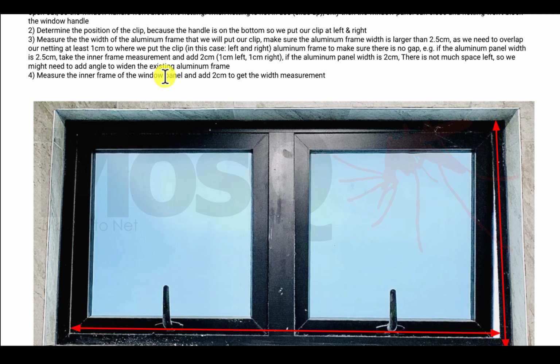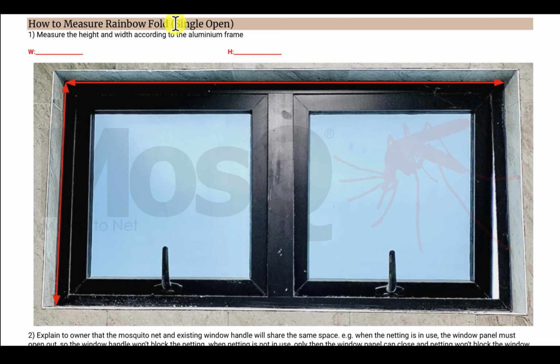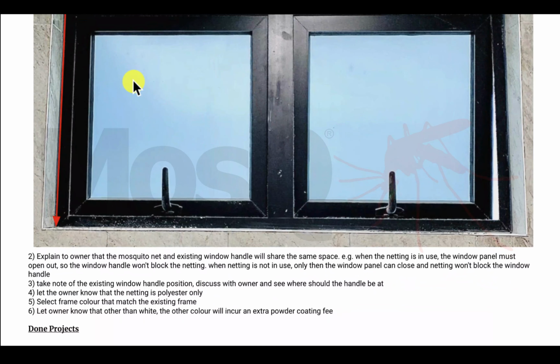Now let's learn how to measure the rainbow fold for this toilet window. The model we are using is the single open type. Now measure the height and the width according to the aluminum frame, so full width and full height. Write it down. Explain to the owner that the mosquito net and existing window handle will share the same space.